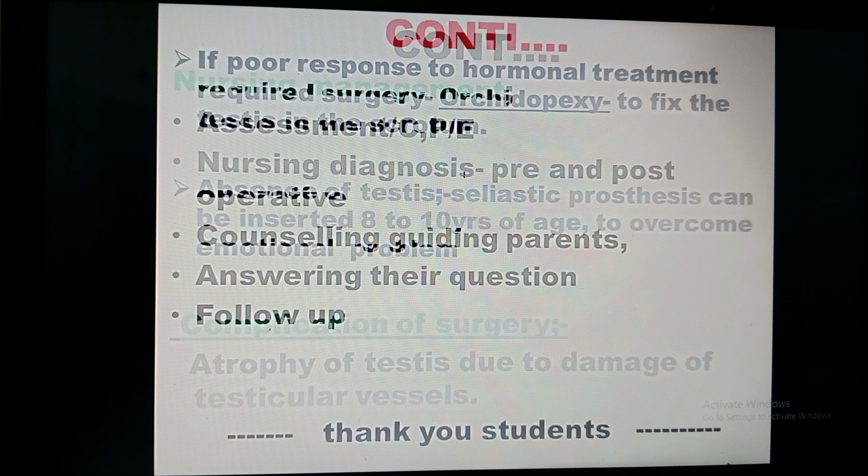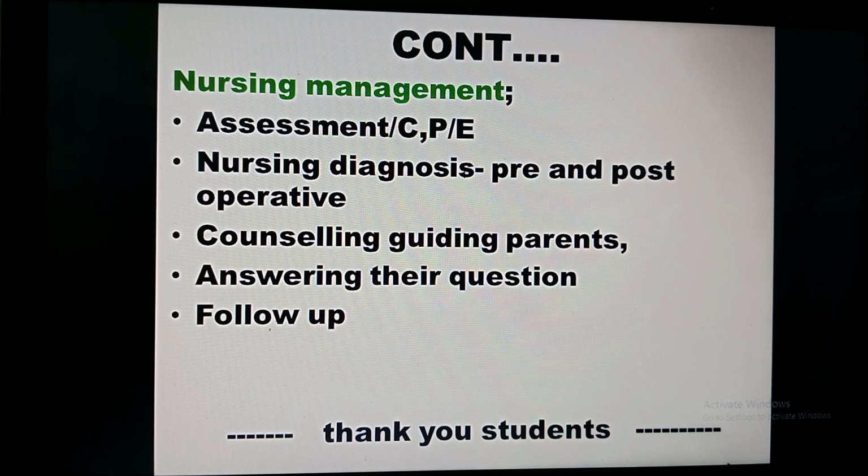So as a nurse, what is our responsibility? Nursing assessment, history collection will be there. Physical examination will be there. After the history and physical examination, you will come to know a few signs and symptoms. Based on that, if the patient is undergoing surgery, you have to care for pre as well as post-operative, and you have to counsel the parents, because parents are worried a lot thinking about the child's future. You have to counsel, you have to guide the parents, and you have to answer whatever questions they are asking, but in a very rational way, not in a hurting way, okay. You have to answer very rationally, and you have to guide them for the follow-up, okay.